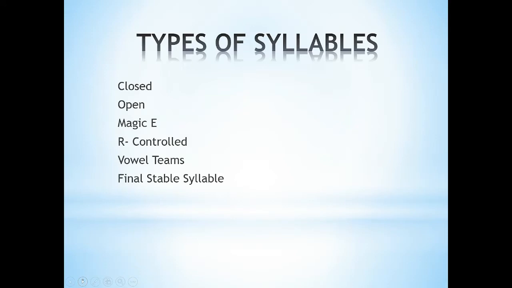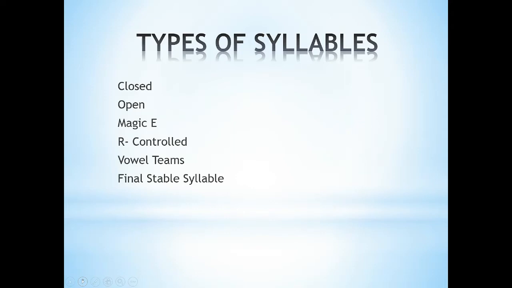We have learnt about the types of syllables. It is linked up in the video. Please check that out before we go ahead. There are 6 types of syllables: closed, open, magic-y, R-controlled, vowel teams, and final stable syllable.